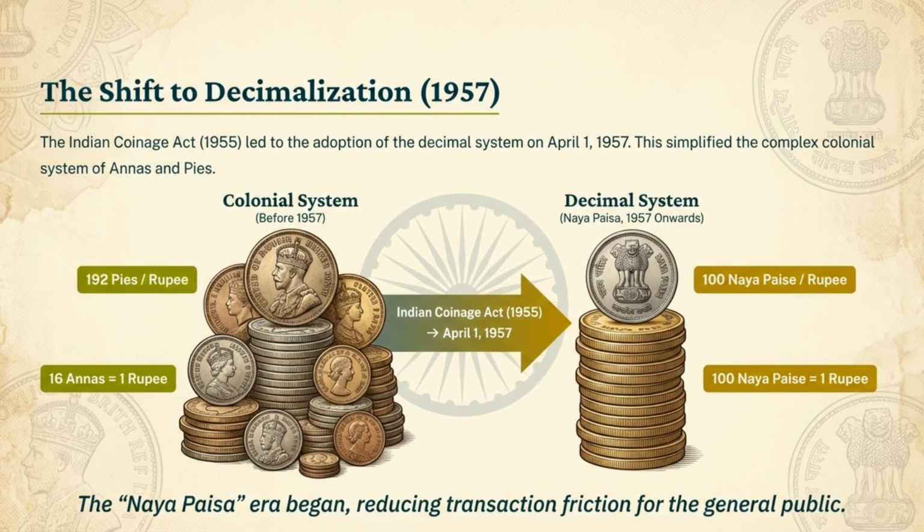The most significant change was the shift to decimalization in 1957. The complex colonial system of annas and pies was replaced by the decimal system, where 100 Naya Paisa equaled 1 rupee. This simplified transactions for the general public.